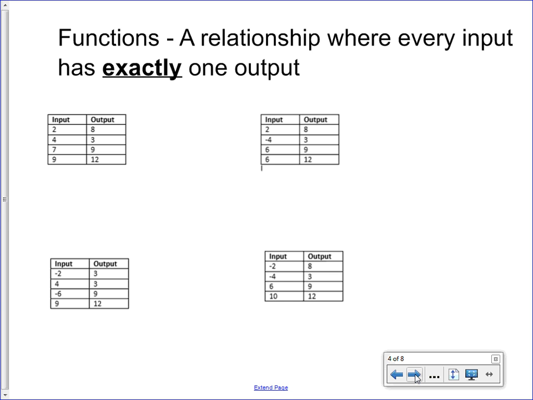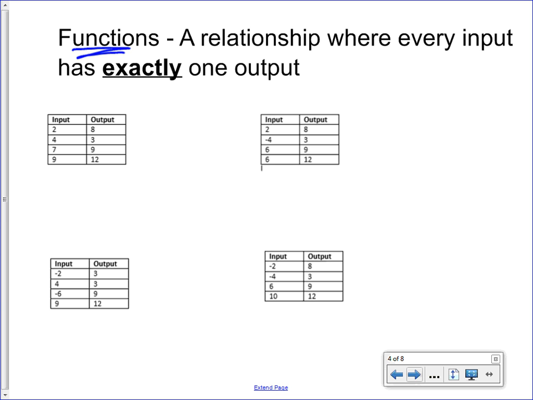Okay, next one we've got to talk about functions a little bit. A function is a relationship where every input has exactly one output. So what we're going to need to do here is to decide if these tables are representing functions. So the big idea here is a function. In the first one, we have inputs of 2, 4, 7, and 9, and outputs of 8, 3, 9, and 12. So we have to ask ourselves, for every input, does it have exactly one output? No more than one.